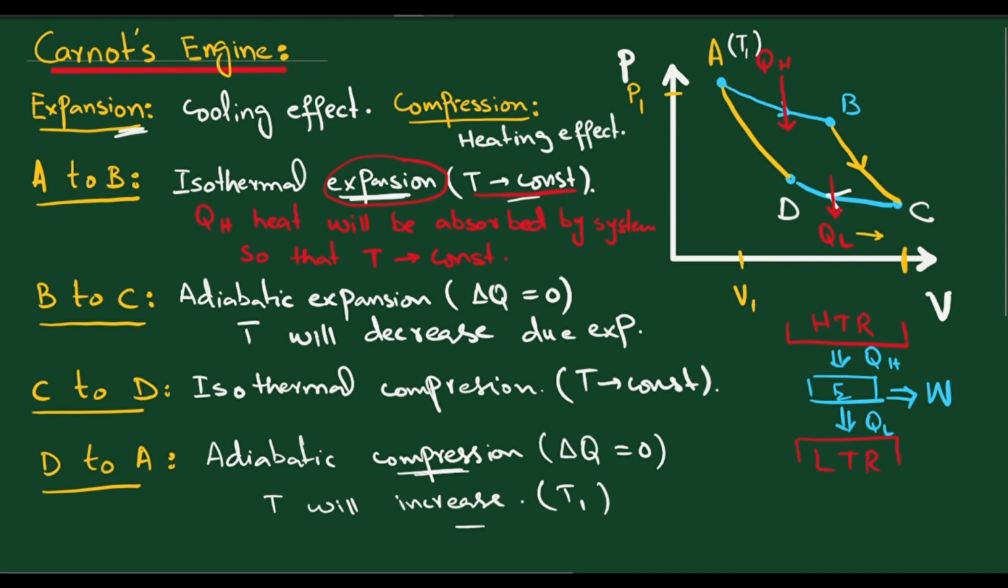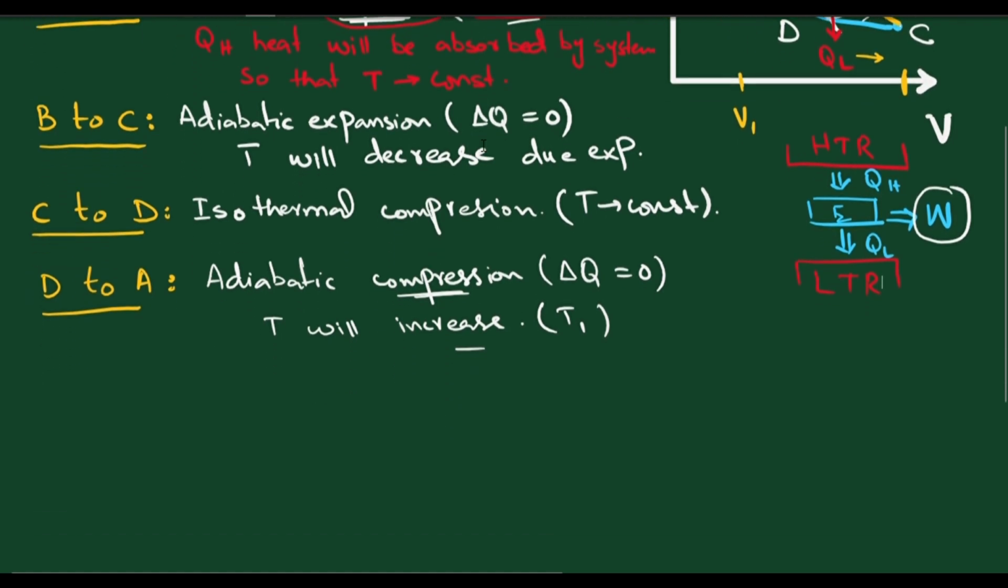And here the work is done in this example. The area of the loop is the work done, which is positive work done by the system, which is the useful mechanical work we can get from the system in this cyclic process. And we can calculate its efficiency.